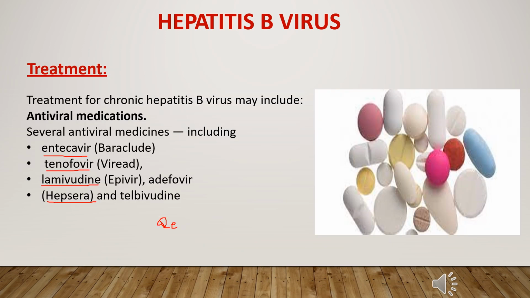Treatment of hepatitis B virus. Treatment for hepatitis B depends on how long we have had the virus. Treatment of chronic infection may be necessary to reduce the risk of cirrhosis and liver cancer. Treatment for chronic infection may include antiviral medications. Several antiviral medications are used, including entecavir, tenofovir, lamivudine, and Hepsera.